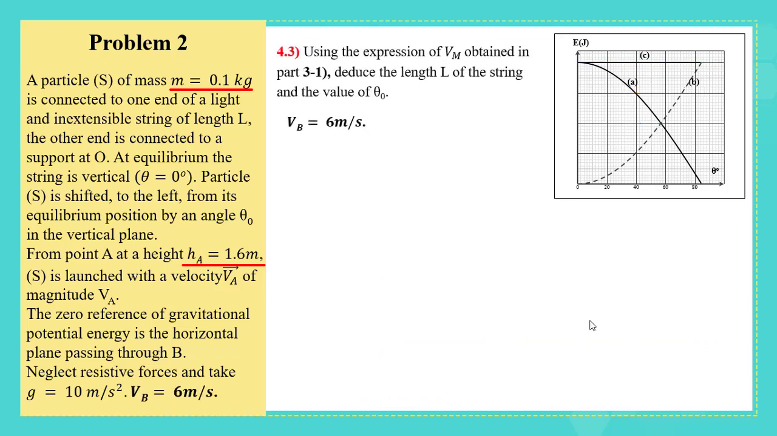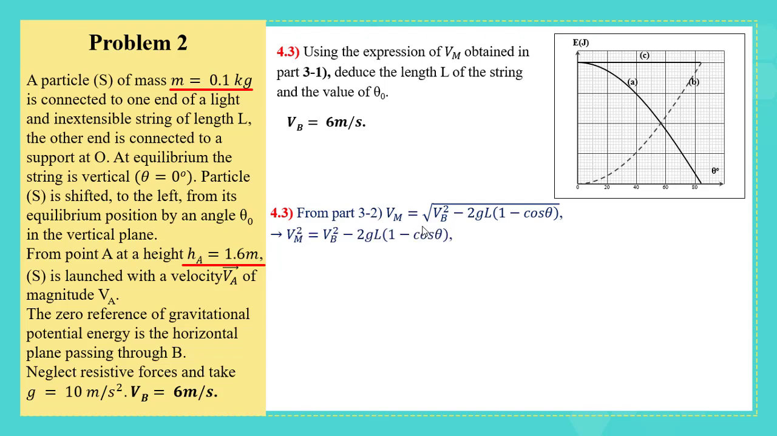Using the expression of V maximum obtained in part 3.1, deduce the length L of the string and the value of theta 0. Remember, VB equals 6 meters per second. From part 3, Vm equals radical VB squared minus 2GL into 1 minus cosine theta. VB is given. It's 6 meters per second. What about point M? Point M is a point at any instance. We can replace it by any position other than B. But we have just found that when kinetic energy equals potential energy, theta is approximately 57 degrees.